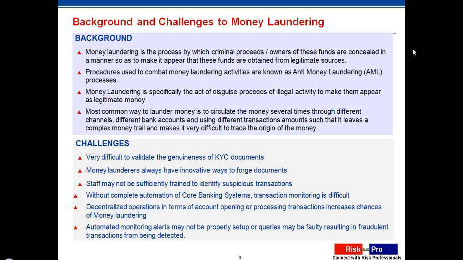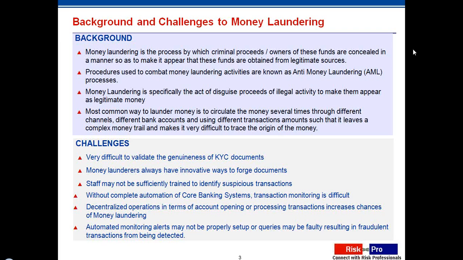Then we have decentralized operations in account openings or processing transactions, which increase the chances of money laundering. If you have a centralized operation, the person is opening accounts day in and day out, and is exposed to multiple uniquenesses and multiple exceptions in KYC documentation. But as these operations get decentralized, say to the branch level, very few accounts may be opened in a day, and they may be of repetitive types. They may not have uniqueness or different exceptions. So there is very little learning curve at the branch level, which could mean that well-disguised KYC documentation is likely to pass through the KYC scrutiny.